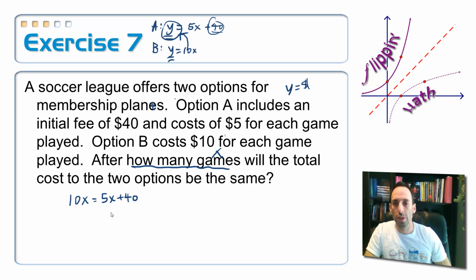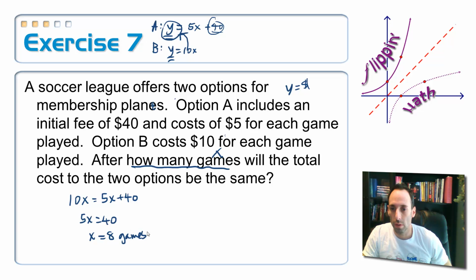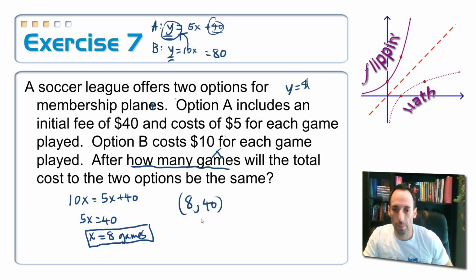Okay, and then solve this as just one single equation. Subtract over the 5x and I'd have 5x equals 40. Divide by 5 and I get 8 games. Right? So let's just stick that in here. If I stick it into the bottom one, I get 10 times 8 would be equal to $80. So our point of intersection, if we graph this, would be 8, 40.